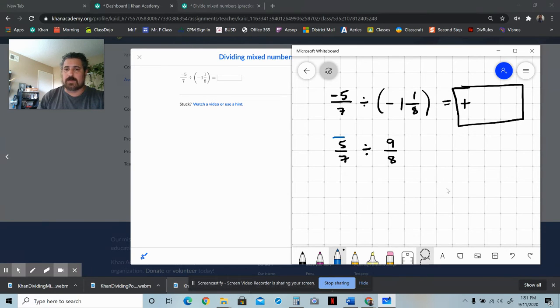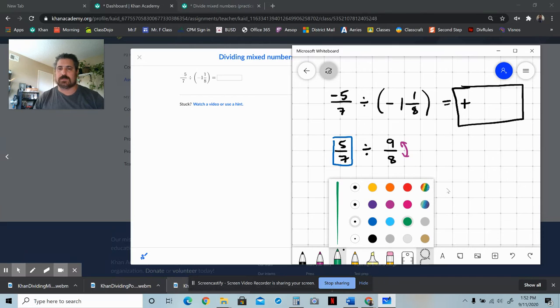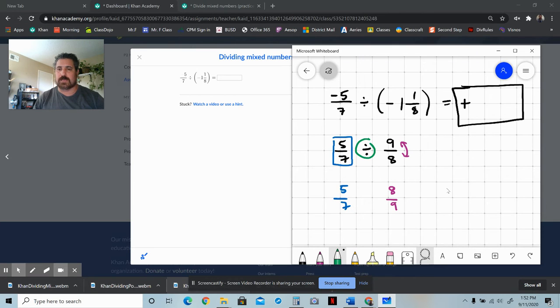So that means we're going to keep the one on the left the same, so 5/7 stays 5/7. We're going to flip the one on the right to its reciprocal, which means we're going to flip the 8 to the top and then 9 to the bottom, flip it top to bottom. And then you're going to change your division into multiplication, the inverse operation. So ultimately, what we can say is that 5/7 divided by 9/8 is exactly the same as 5/7 times 8/9.